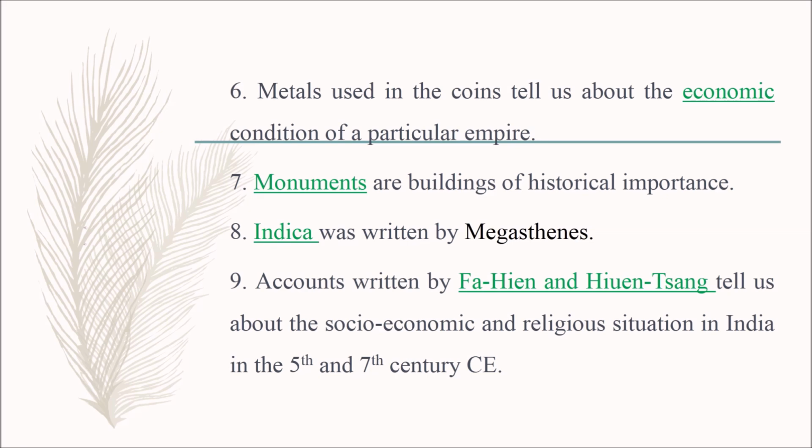Question number 8. Dash was written by Megasthenes. So the answer is Indica. Question number 9. Accounts written by dash and dash tell us about the socio-economic and religious situation in India in the 5th and 7th century CE. So the answer is Fa Hian and Hiuen Tsang.